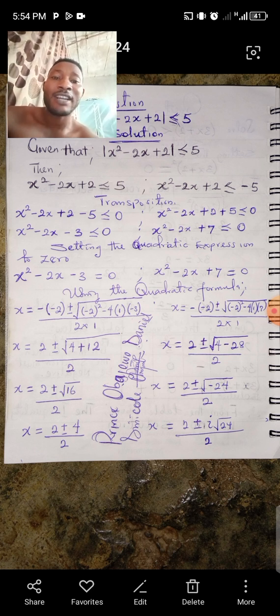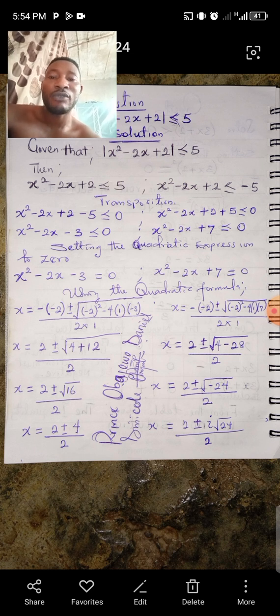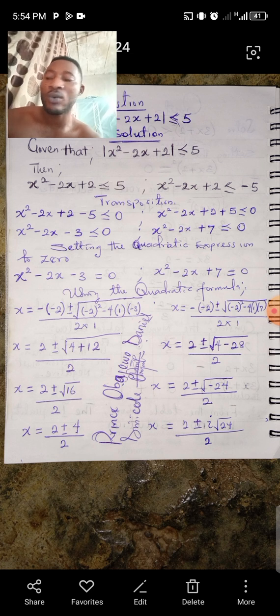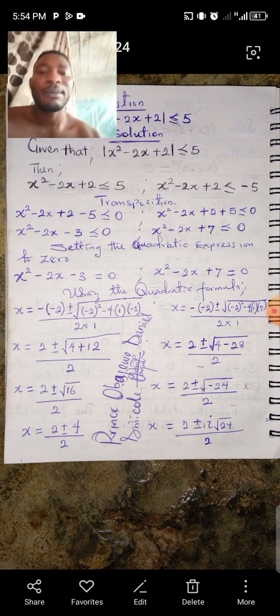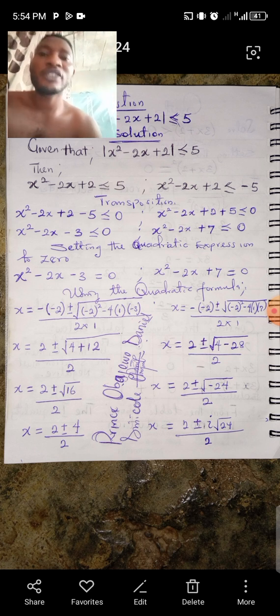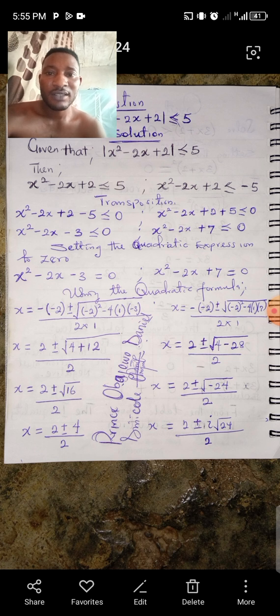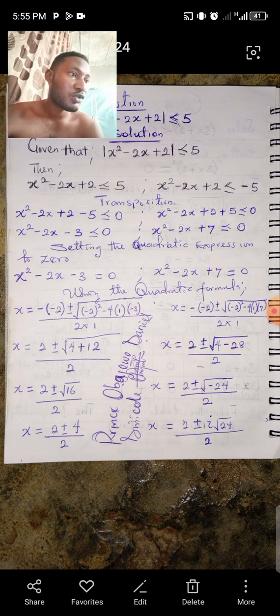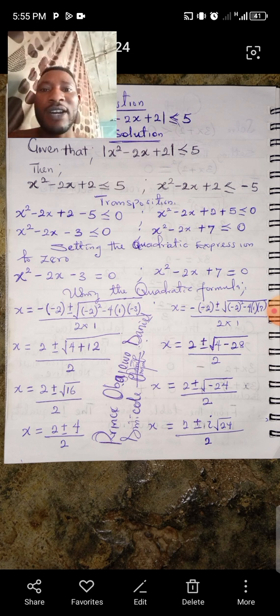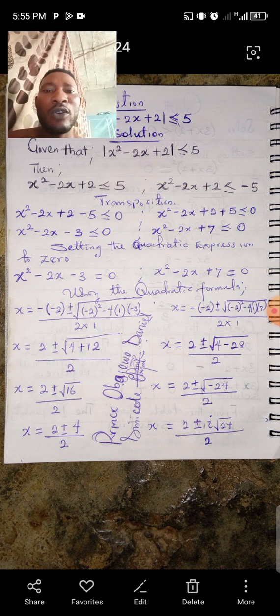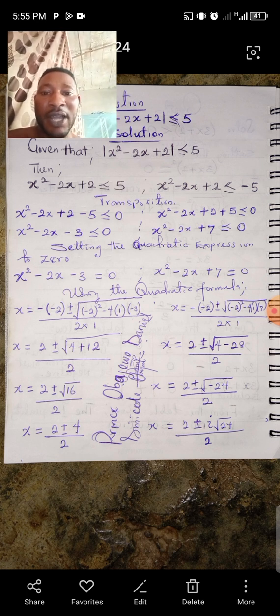So at this point, we have a standard quadratic equation which can be solved using any of the approaches you know for solving quadratic equations. So here, I made use of the quadratic formula, which is x equals minus b plus or minus the square root of b squared minus 4ac all over 2a. Now we are going to solve this equation simultaneously, as you can see in the presentation there.